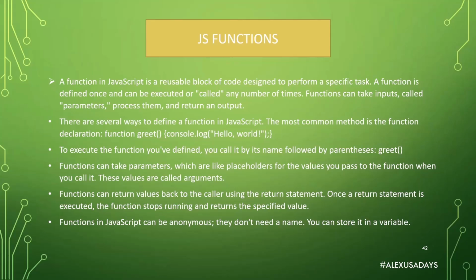Functions in JavaScript can be anonymous. They don't need a name. You can store it in a variable. So let's go into the code and try this out.